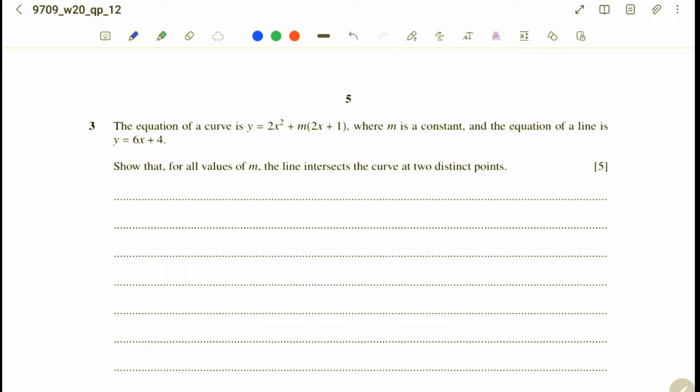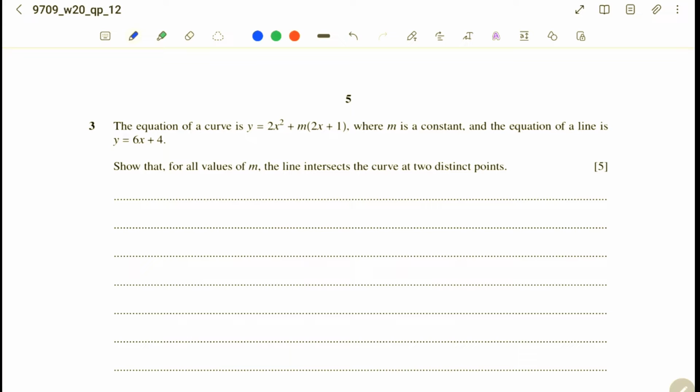Next, question number 3. The equation of a curve is y = 2x² + m(2x + 1), where m is a constant, and the equation of a line is y = 6x + 4. Show that for all values of m, the line intersects the curve at two distinct points. So we need to prove the line intersects the curve at two distinct points. That means we have to prove b² − 4ac is greater than 0.